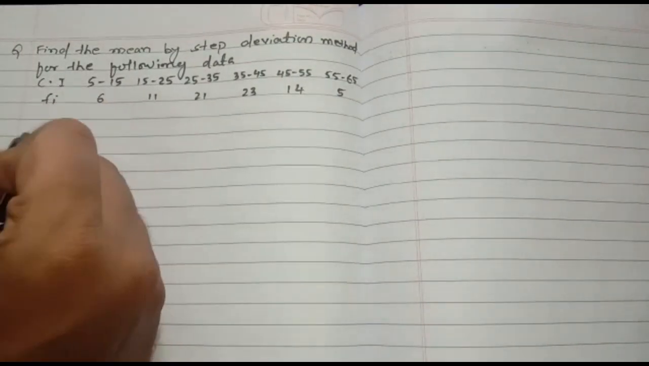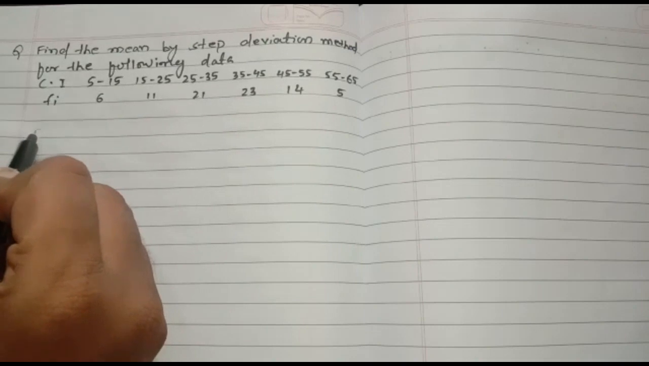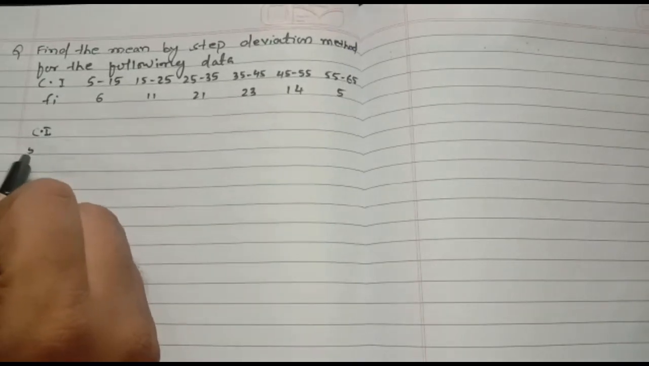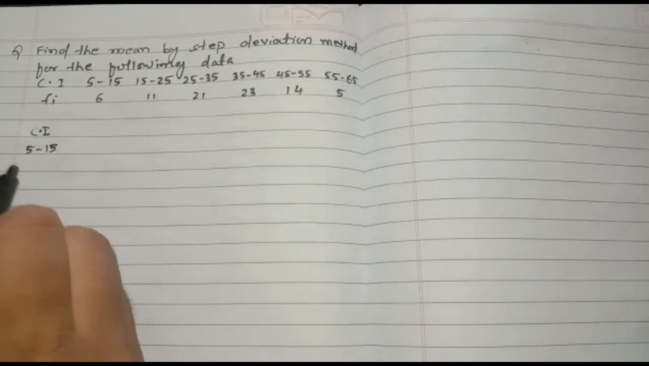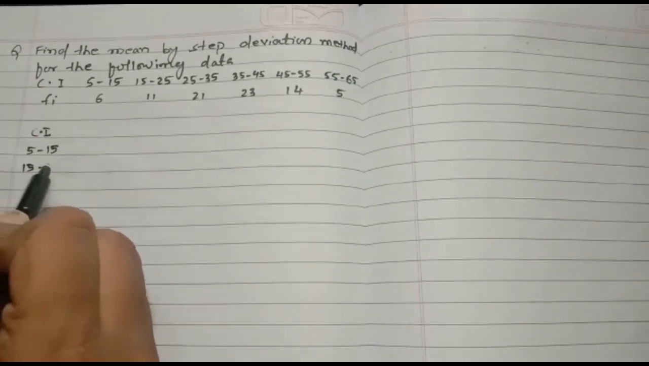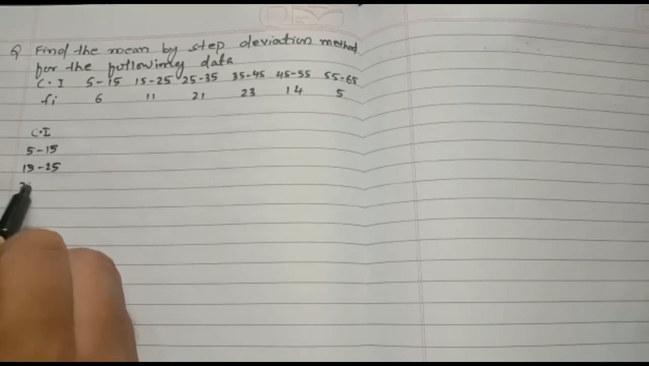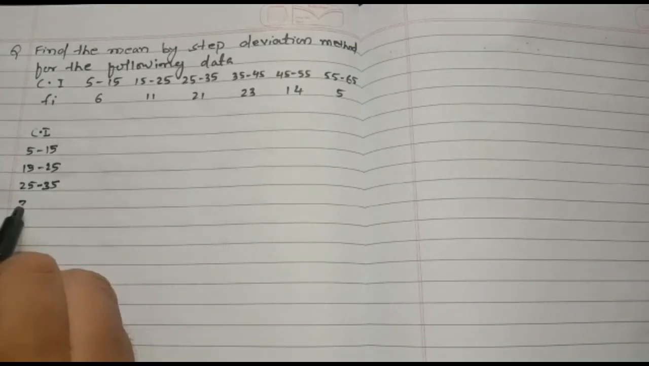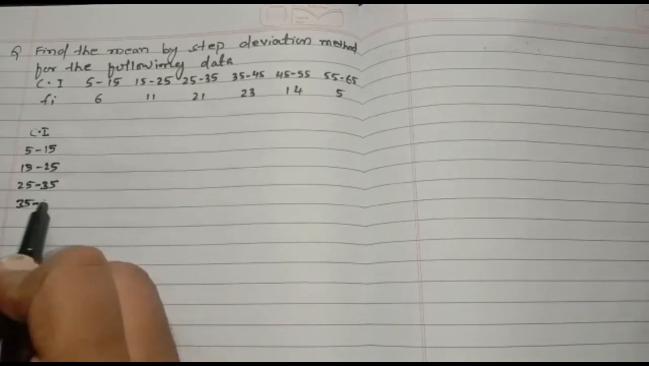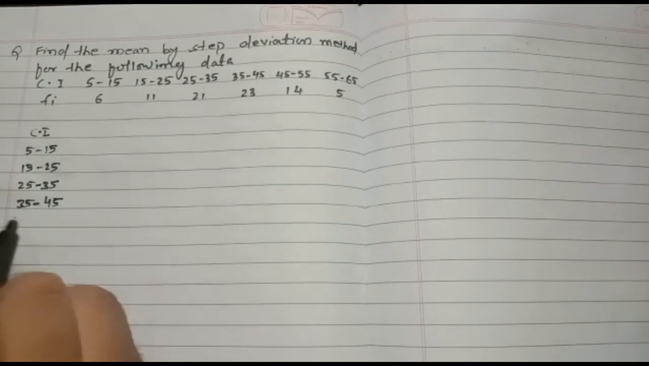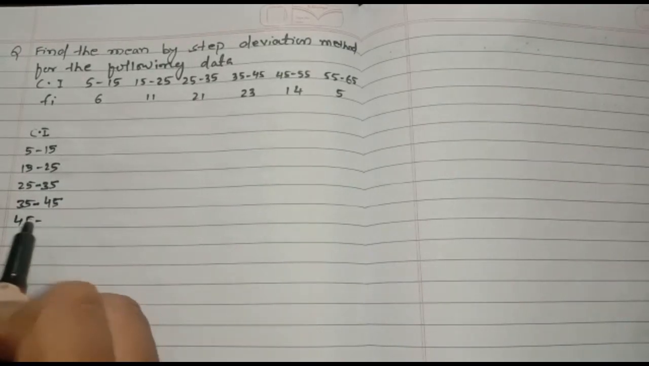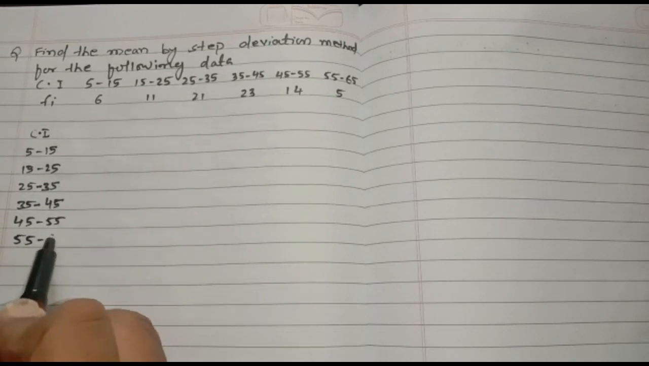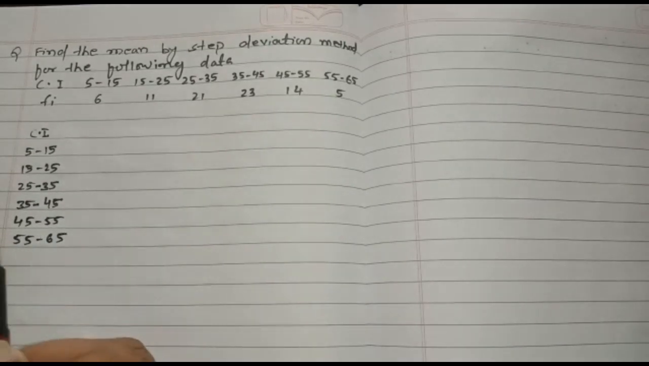Let's start. First we have to write the class intervals: 5 to 15, then 15 to 25, 25 to 35, 35 to 45, 45 to 55 and 55 to 65.